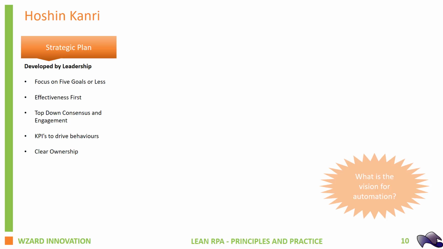KPIs to drive behaviours. KPIs have a considerable ability to drive behaviour, so choose KPIs with care. It is essential to think through whether the selected KPIs will drive the desired behaviour without unintended side effects. Remember, what gets measured gets done. Clear ownership. Every goal should have an owner, a facilitator and coach who has the skills and authority to successfully see the goal through to conclusion.